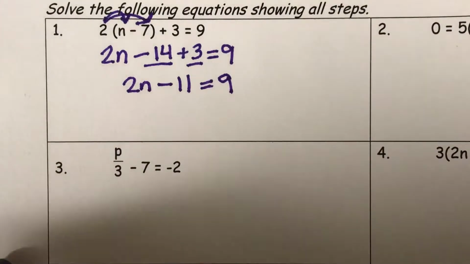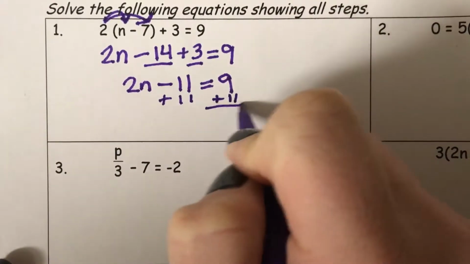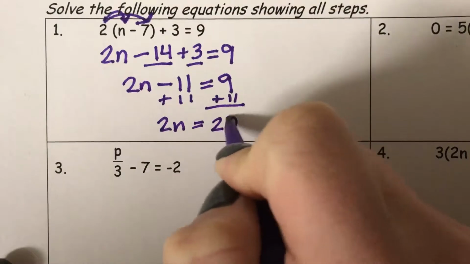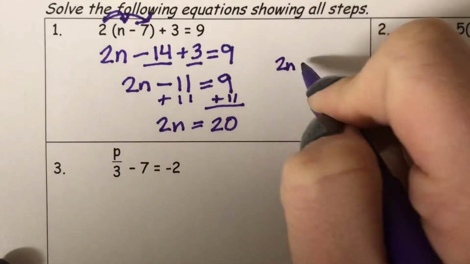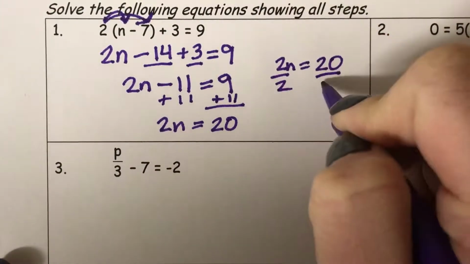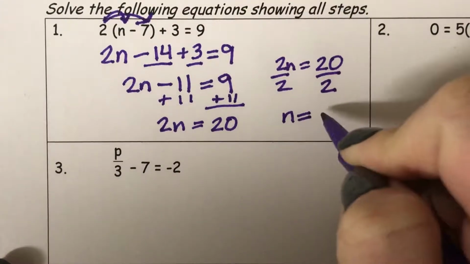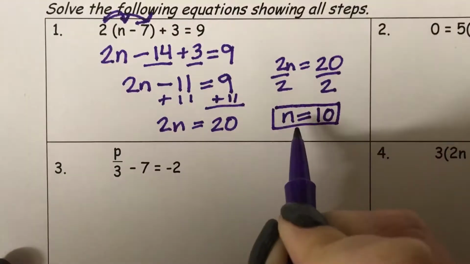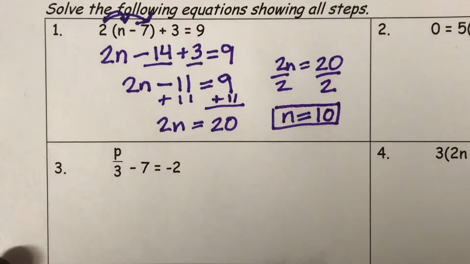So then to get n by itself, we add the 11 to the other side. We're left with 2n equals 20. And then to get the 2 by itself, we want to divide by 2. And we get n equals 10. Remember, you can plug this back into the original equation to see if you are correct.